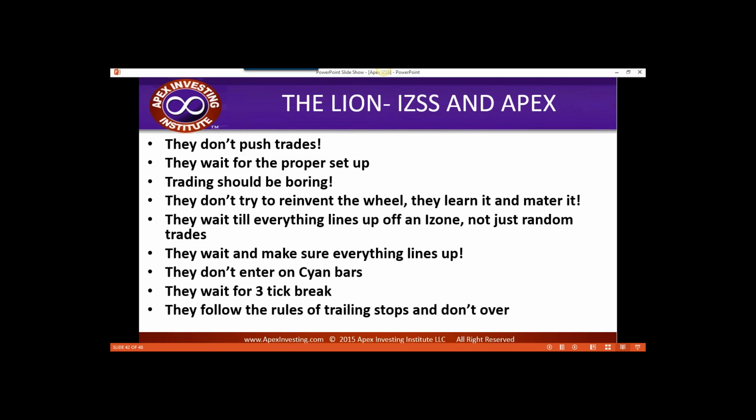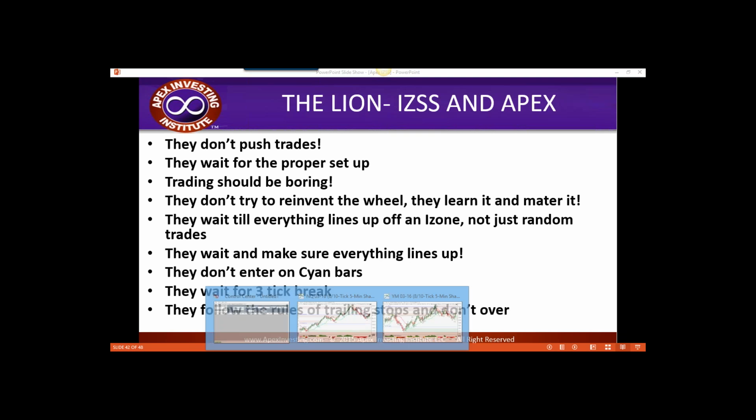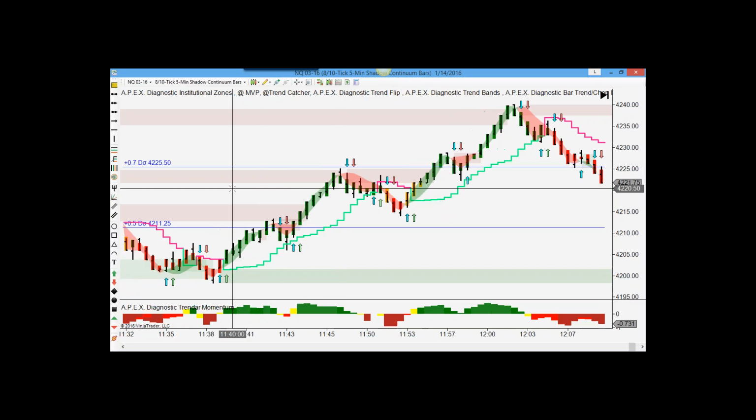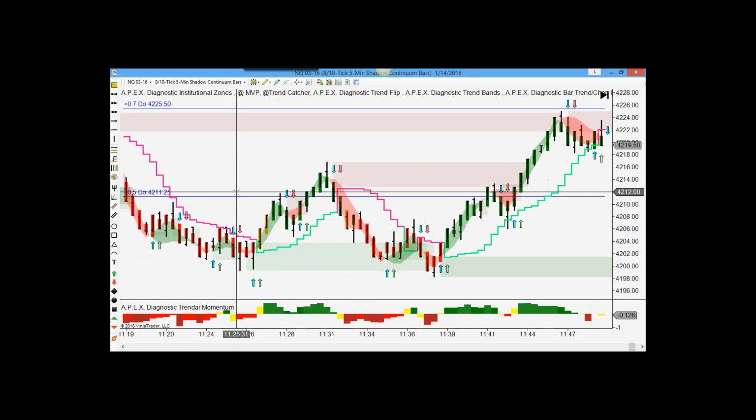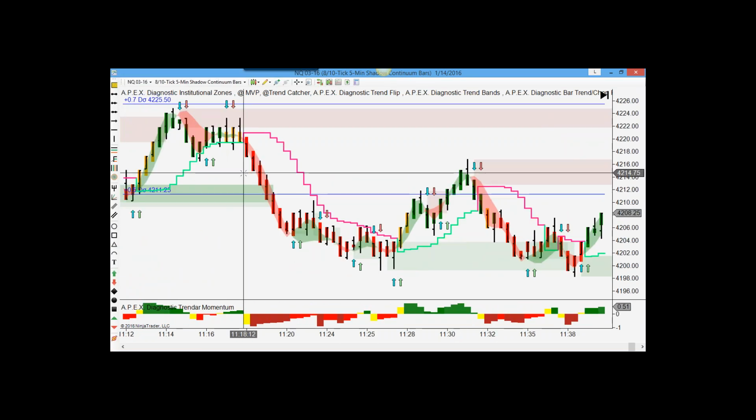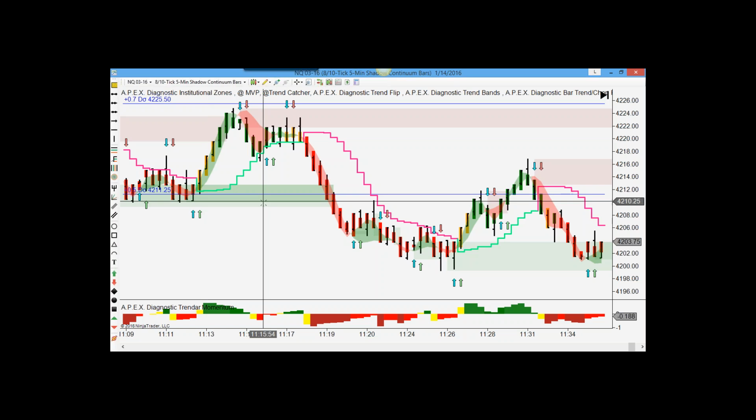They don't push trades. They're waiting for the proper setup. They're not looking at a chart and pushing a trade that wouldn't work out right and goes against them. They're waiting for everything to line up perfect, and then they're striking, and they're not hesitating to strike.